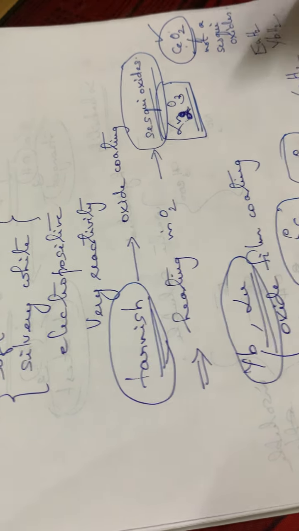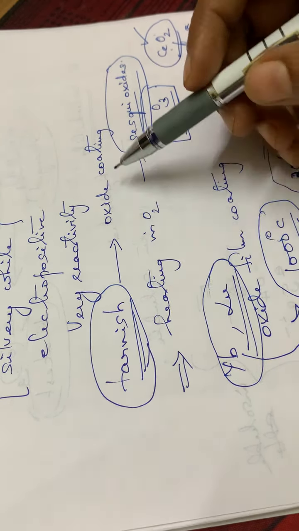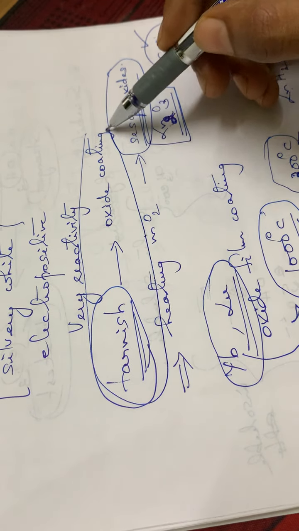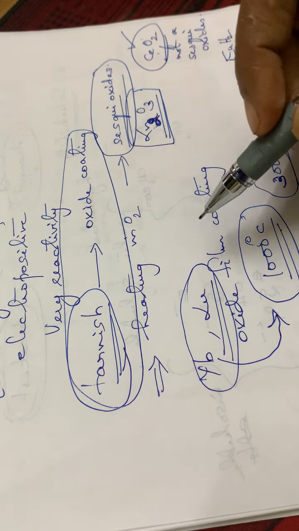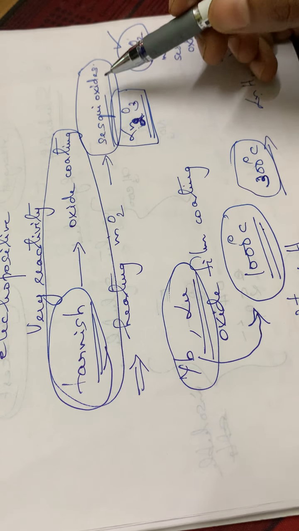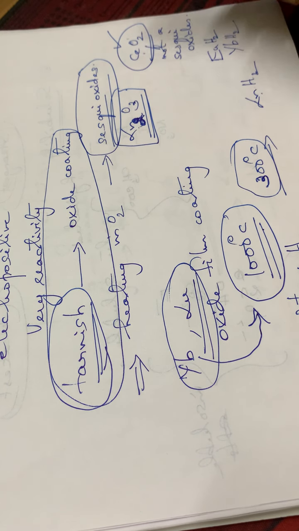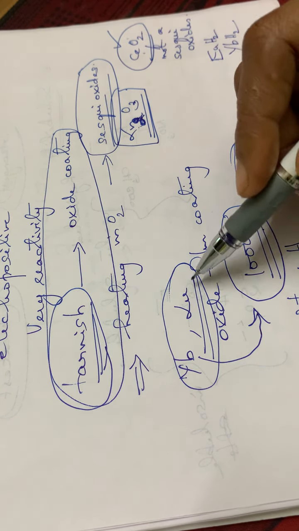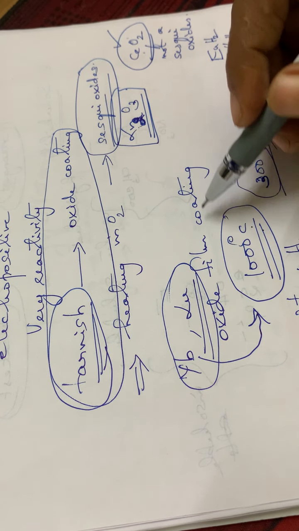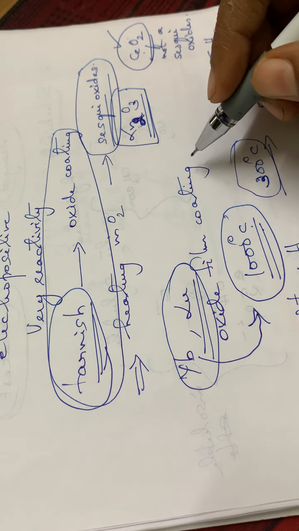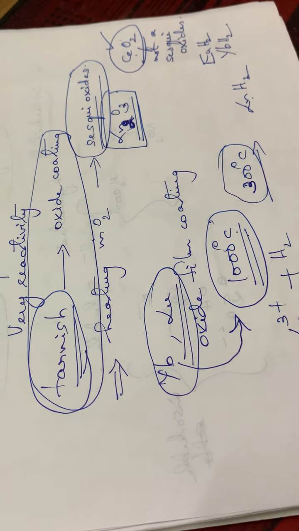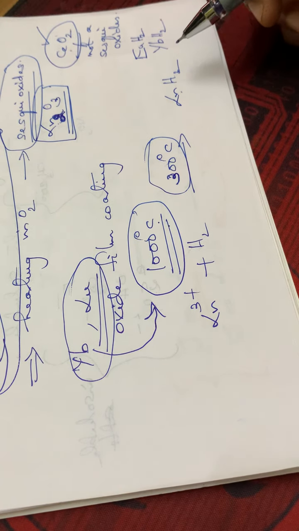So while considering the reactivity, you have to keep in mind these points. It can form an oxide coating which easily tarnishes in air, and on reaction with oxygen it can form sesquioxide except for cerium. Then ytterbium and lutetium, when heated to 1000 degrees Celsius, form an oxide film coating in the bulk. Then with hydrogen, it will form hydrides.